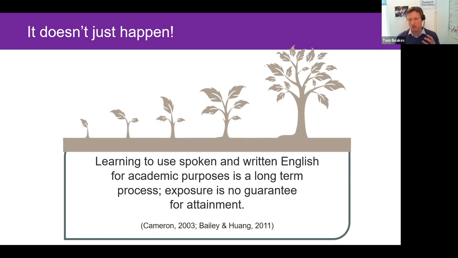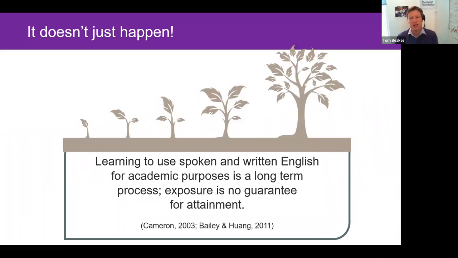And again, we need to reinforce this message to our colleagues, to school leadership and parents, that a couple of years of intensive language support is not sufficient to achieve mastery of academic English. And some level of support will be needed even for competent and fluent learners if they're going to achieve the language level that will allow them to achieve their potential. Exposure alone is not enough, and it doesn't just happen.